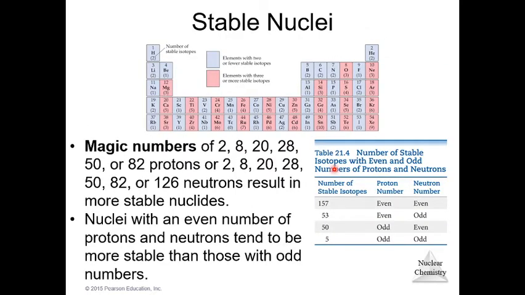We do have some magic numbers, but we're really not sure why. If you have these numbers of protons or neutrons, you tend to have a stable nucleus. Nuclei with an even number of protons and neutrons tend to be more stable than those with odd numbers. We really don't know why. This is just an observation. Kind of cool though.